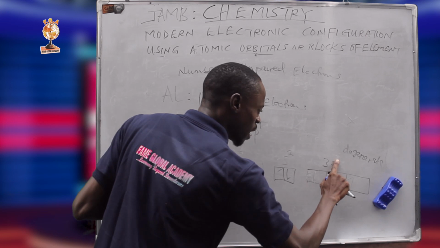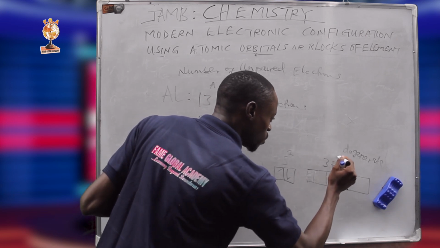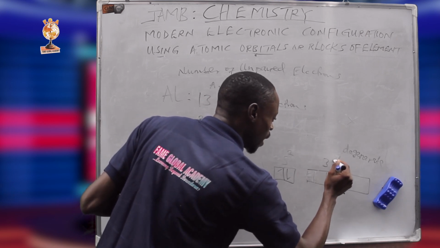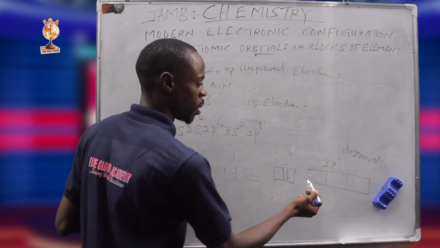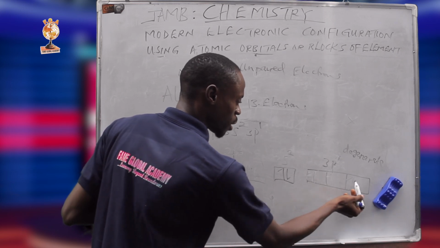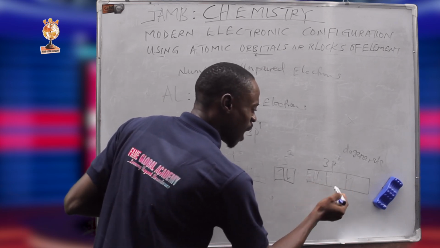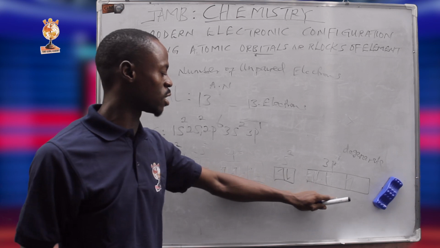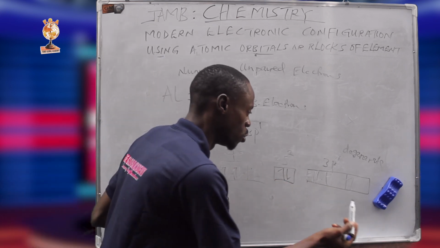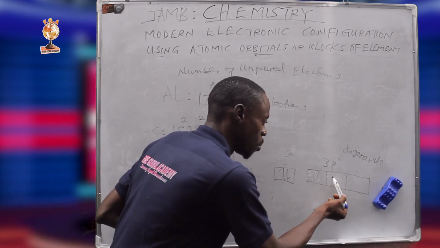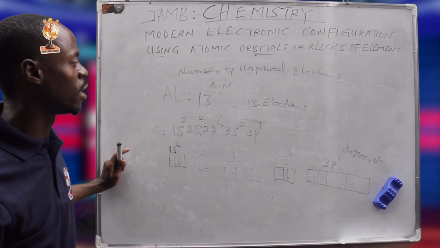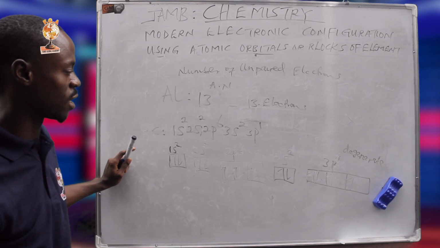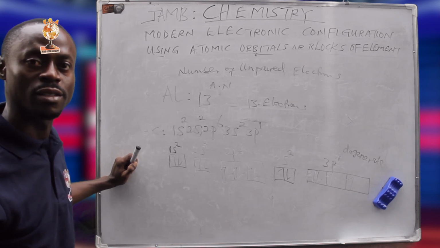If I increase this now to 4, let's assume that an element has its 3p orbital occupied by 4 electrons. You now fill it singly first, 1, 2, 3, before pairing. How many unpaired electrons are present in this particular element? The answer is 2. This one is not paired and this one is not paired. So that's the simple way of determining the number of unpaired electrons in an atom of an element.